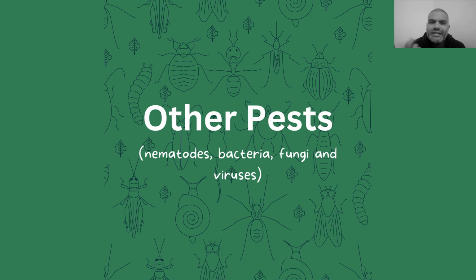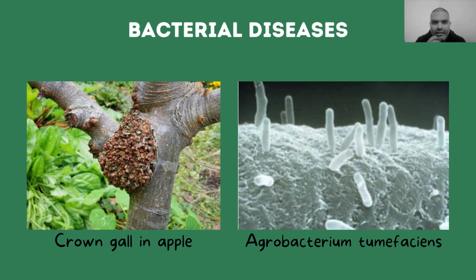Other pests. So apart from insects, we have many other kinds of pests. Let's briefly look into these so that you have an idea that these threats do exist. Those who have seen apple orchards would have seen these nodes on trees, these nodes which seem to get little bumps and sometimes root-like structures coming out. These are called galls, and this particular disease is called crown gall in apple.